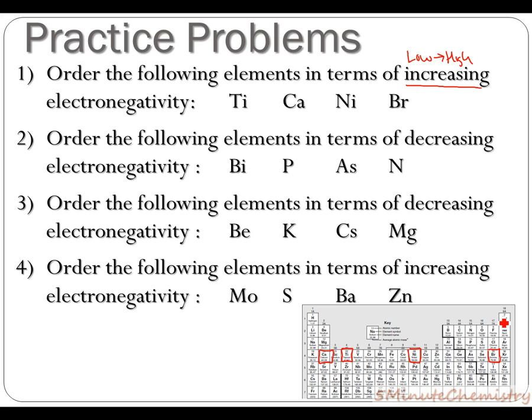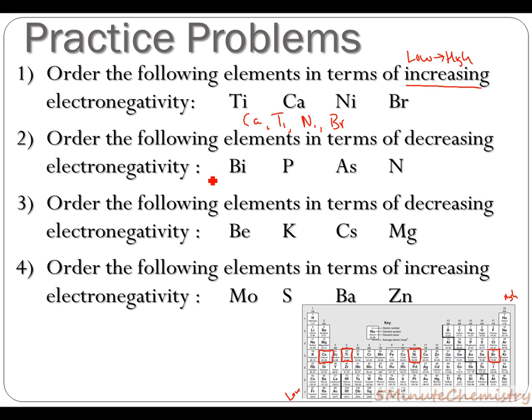So the trend, again, the highest value is my fluorine. So lowest values here, highest values here. Going from left to right, I'm going to be going from low to high electronegativity. That's what I want. So it'll be calcium, titanium, followed by nickel, and lastly, the bromine.